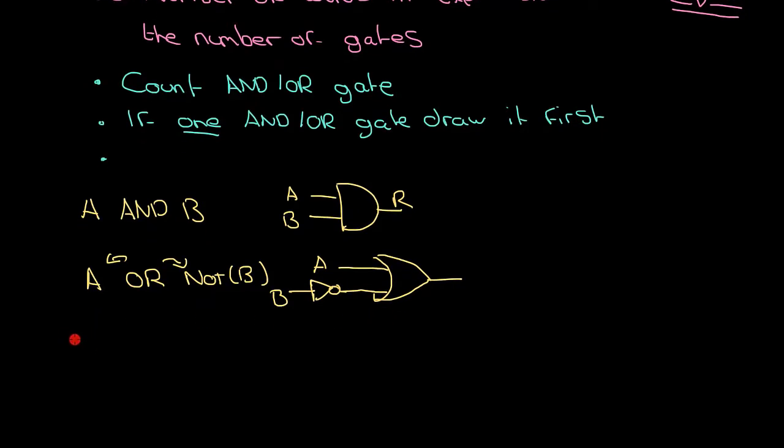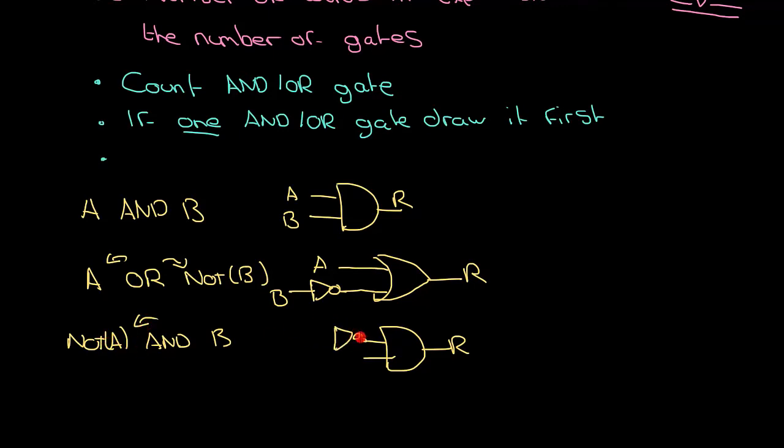Let's just do that the other way around very quickly. Let's do NOT A AND B, and I can do the same thing there. I'm counting, I've got one AND, so that's nice and simple. Do that and then start working my way backwards. So I've got NOT on the left hand side of this AND gate, I've got NOT A, so I need to put a NOT gate there. And then on the right hand side I've got B. All right, so far hopefully that makes sense. If you've only got one AND or one OR, draw that first and then work out what the inputs are.